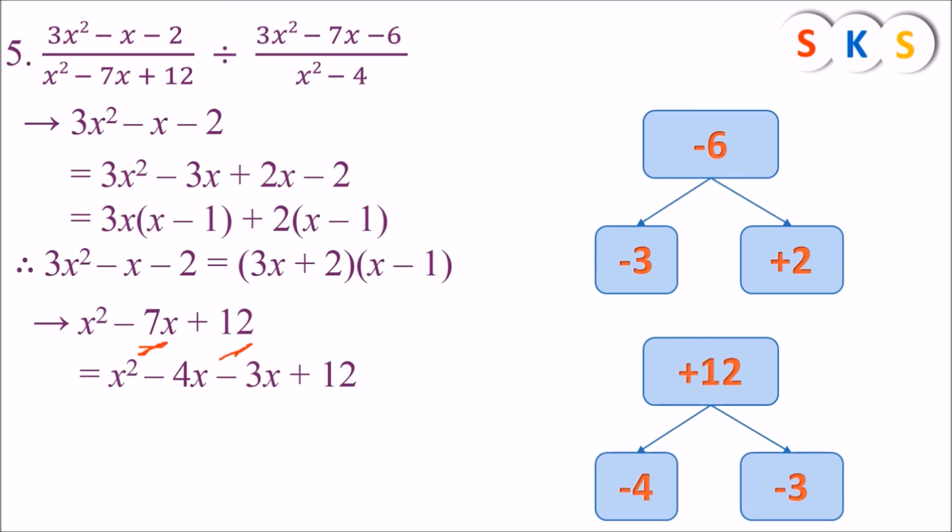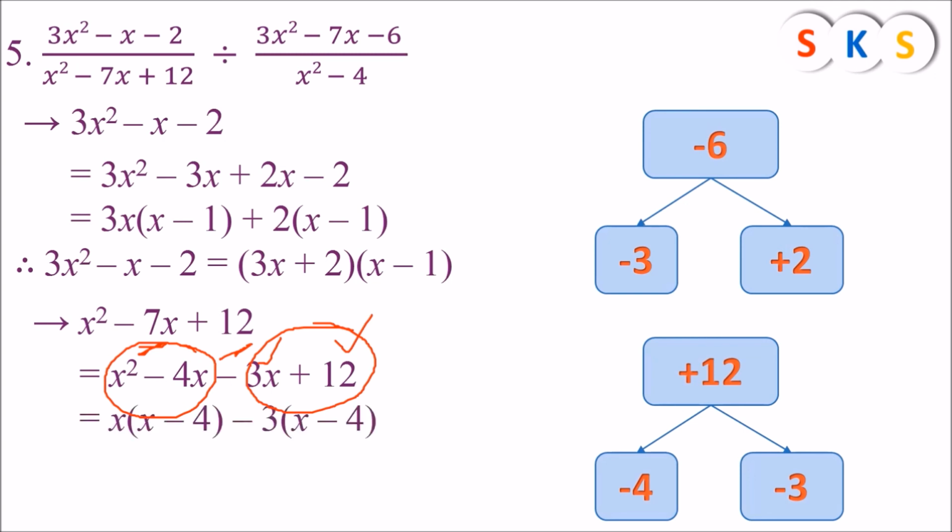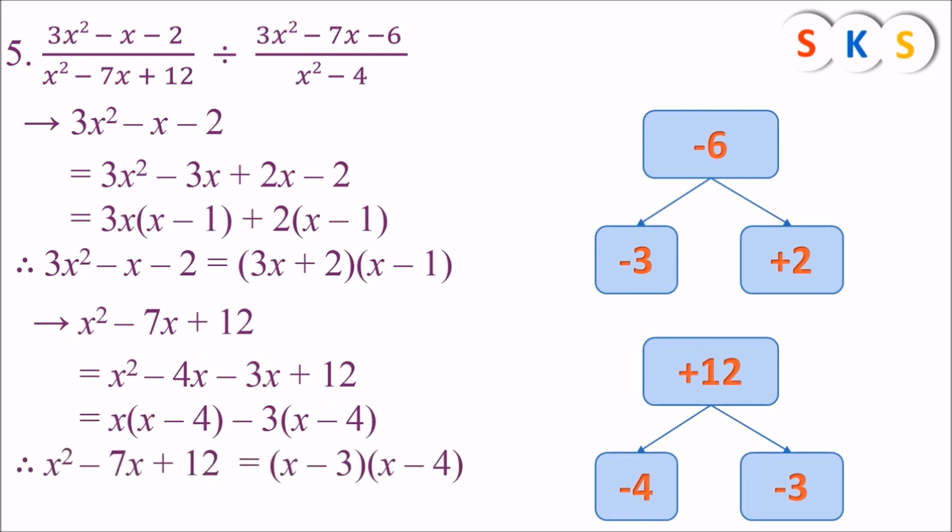Now we will make a group of binomial, right? This is your first group, and what is common in this? x, and this is the second group. And what is common over here? 3, because 3x means 3 into x, and 12 means 3 into 4. So the common is 3 in the second group. So let's see what we will get, right? I have taken x common here. Okay, and here I have taken 3 as common. What will be the next step now? x minus 3 into x minus 4. That is the factor of x square minus 7x plus 12.